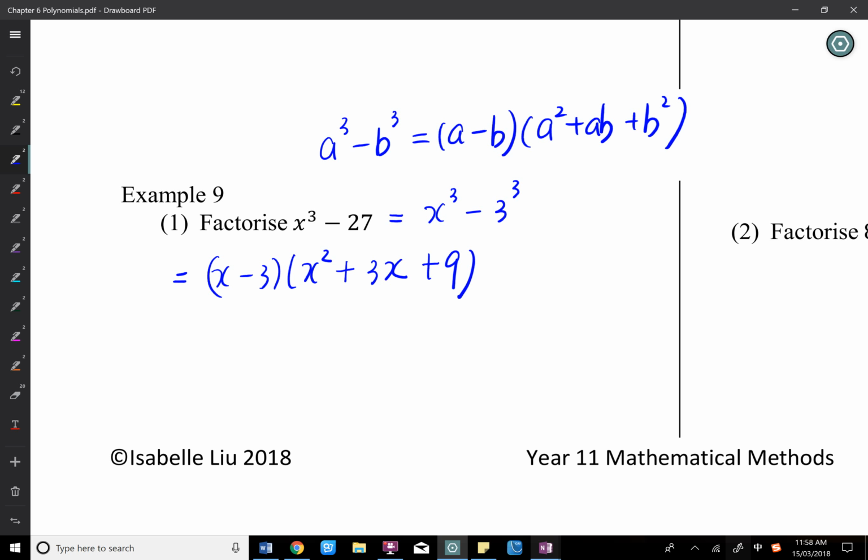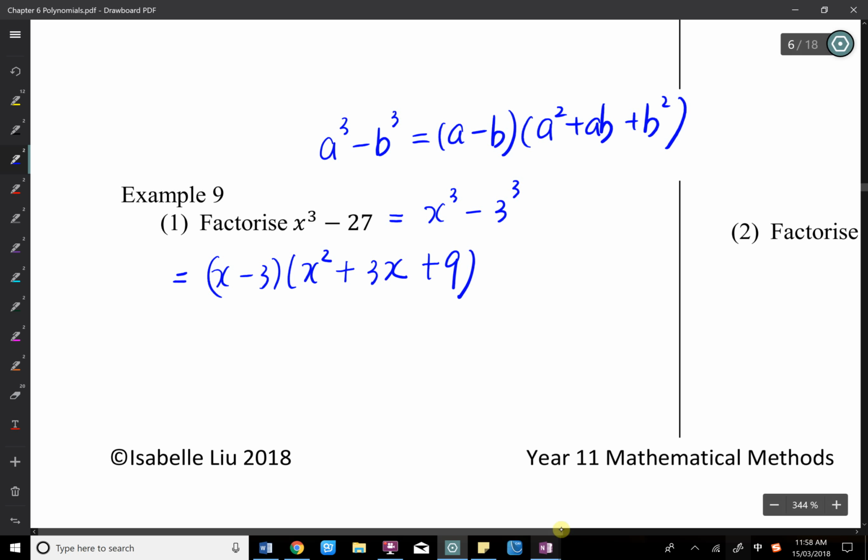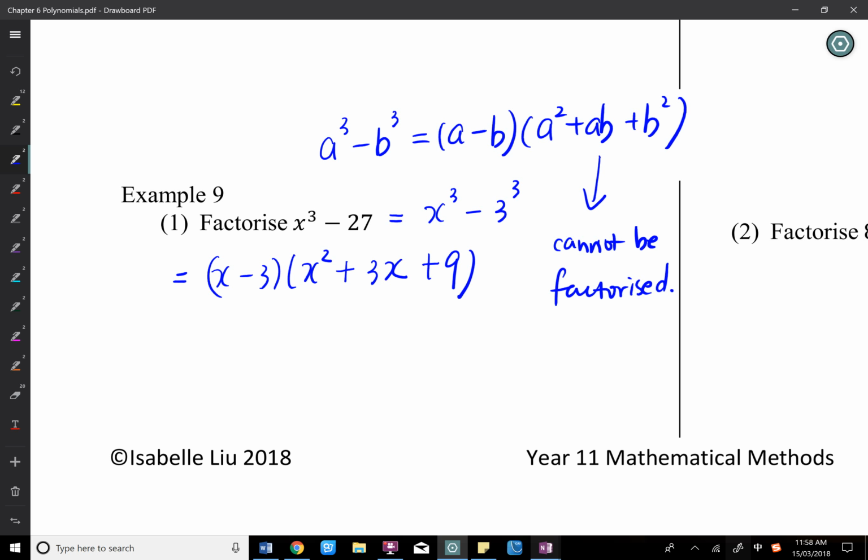And another thing I want to tell you is, if you use this formula, this quadratic cannot be factorized for sure. Okay? Cannot be factorized. You can check the discriminant here is less than 0. So if you use this formula, the quadratic you have cannot be factorized.